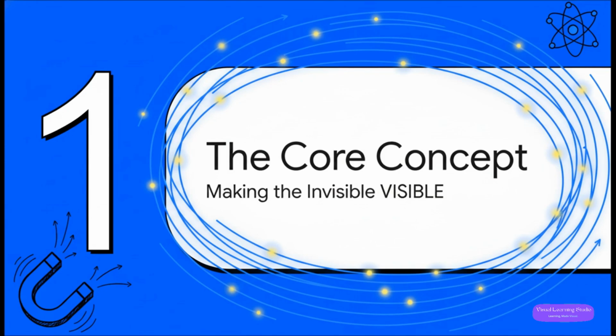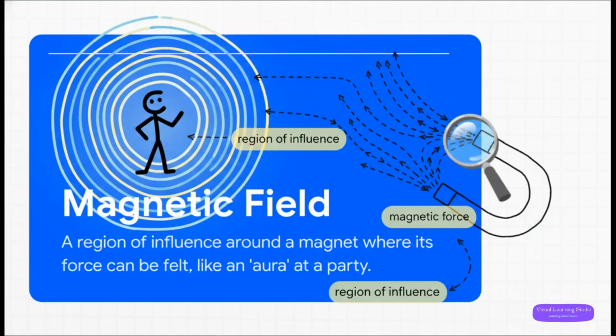If you want to really understand magnetism, you have to be able to build a mental picture of what's happening. And the key to that picture is something we call a magnetic field. So, what is a magnetic field? Think about it this way. Imagine you're at a party, and there's that one person who's super charismatic, the center of attention. They have this energy around them, right? An aura that kind of influences the whole room. That region of influence is exactly what a magnetic field is. It's just the space around a magnet where its force can be felt.